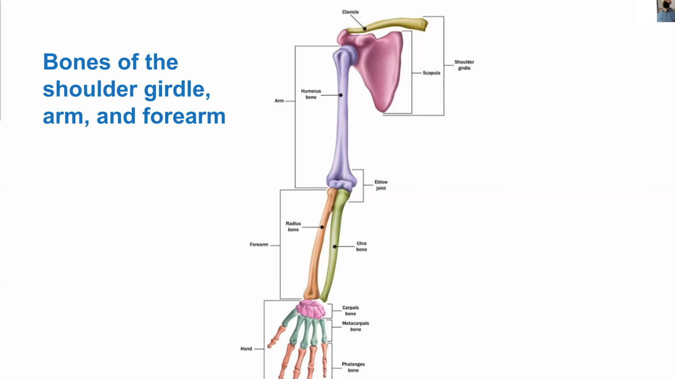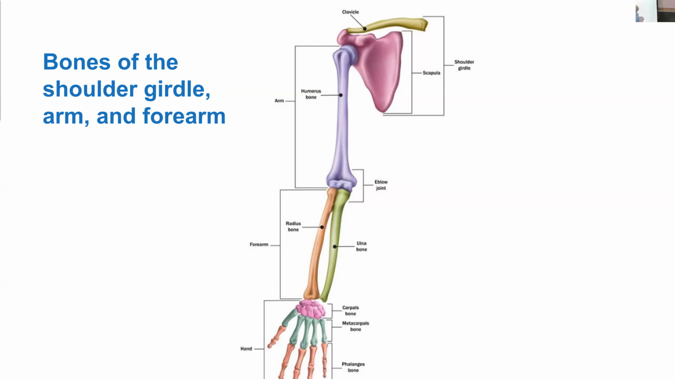Remember, that's at the clavicular acromial joint right here. The lateral end of the clavicle articulates with that acromion process. Then your scapula articulates with the humerus. That's the bone of your arm. Remember that we have what's called the glenoid cavity, that shallow cup in the scapula, where the head of the humerus articulates with the scapula.